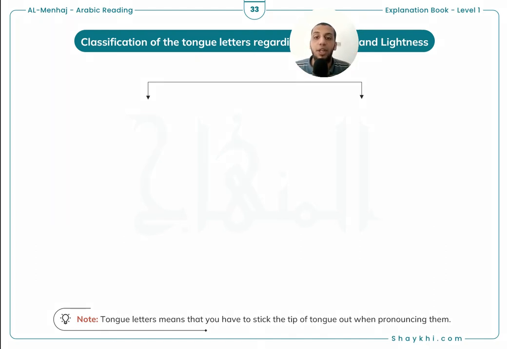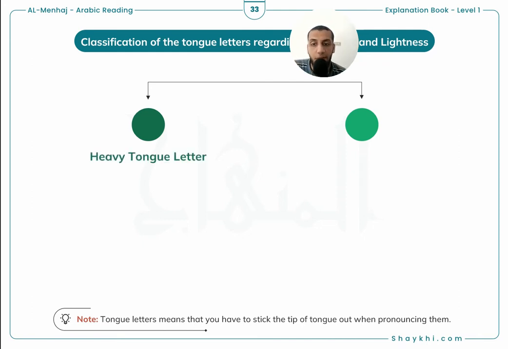So what is the classification of the tongue letters regarding heaviness and lightness? Tongue letters, the letters that will stick the tip of the tongue out, might be heavy and might be light. And this dark green represents the heavy tongue letters, and this light green represents the light tongue letters. So heavy tongue letters and light tongue letters. So what are the heavy tongue letters and what are the light tongue letters?